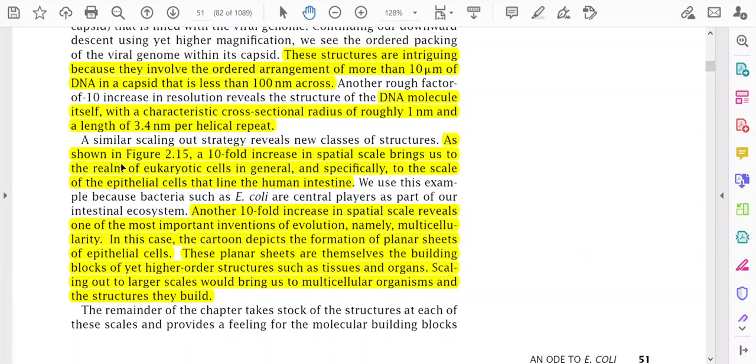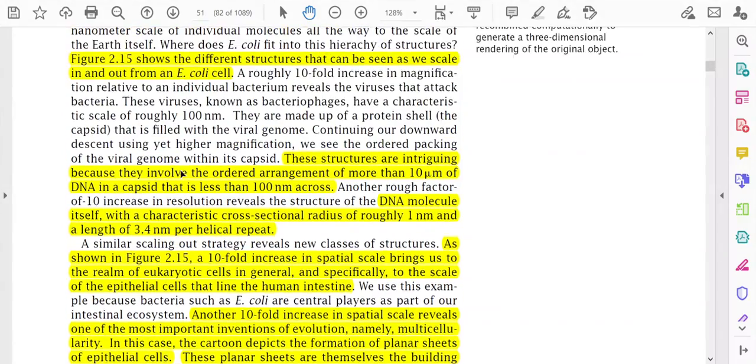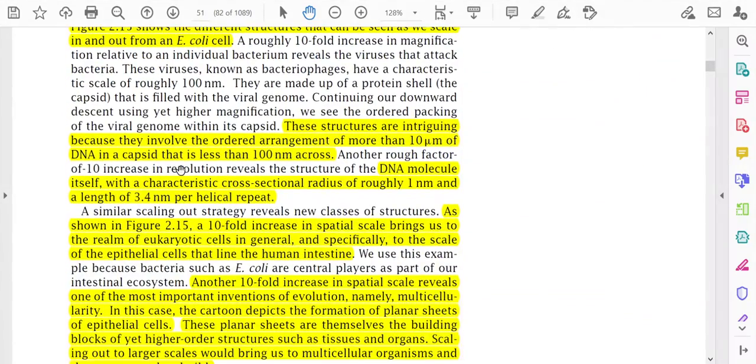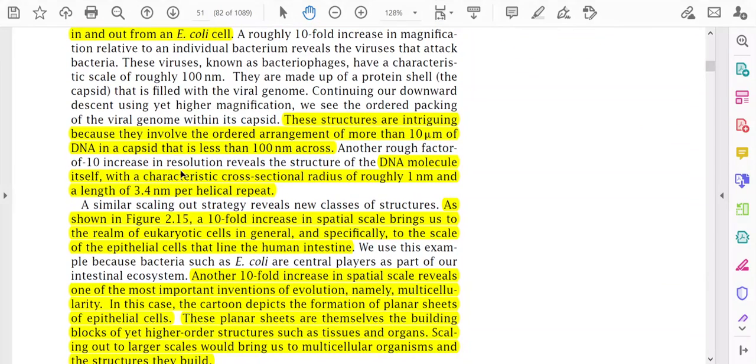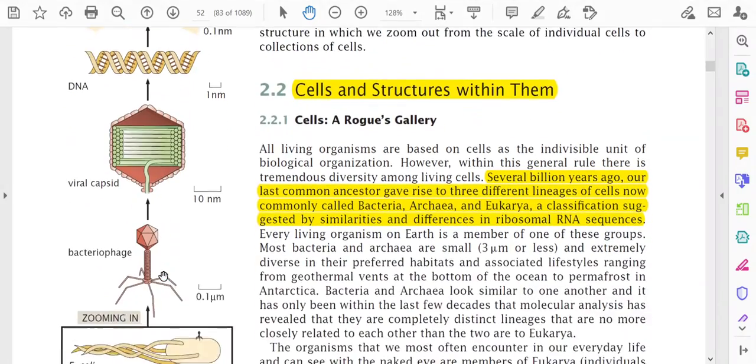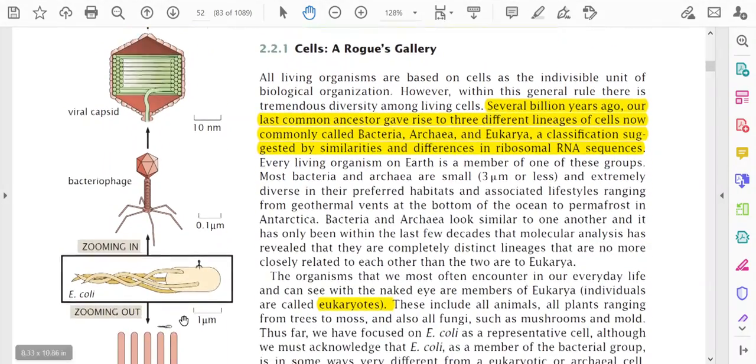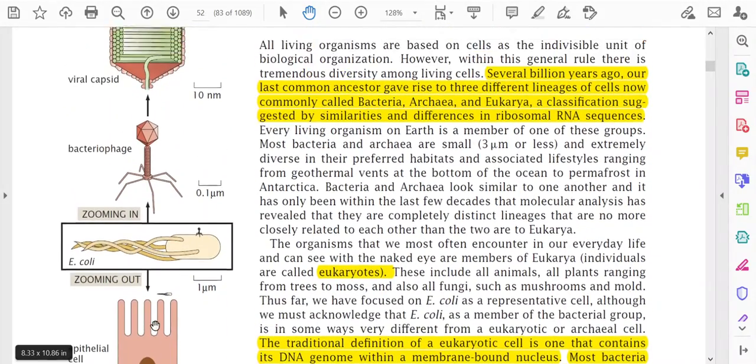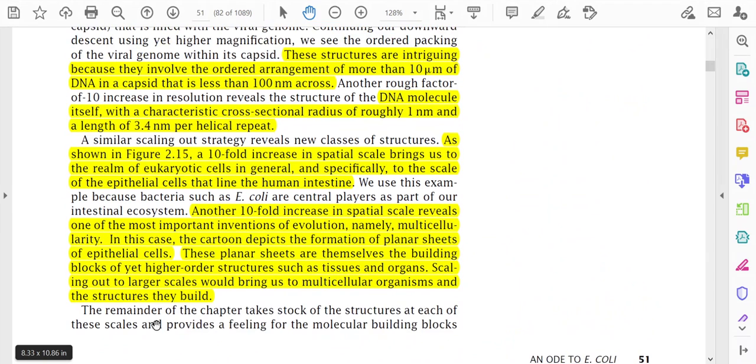Now suppose we are zooming out, then we are moving to the following structure. For example, this is the E. coli. Then after zooming out, we are moving to the epithelial cells, which we will discuss now.